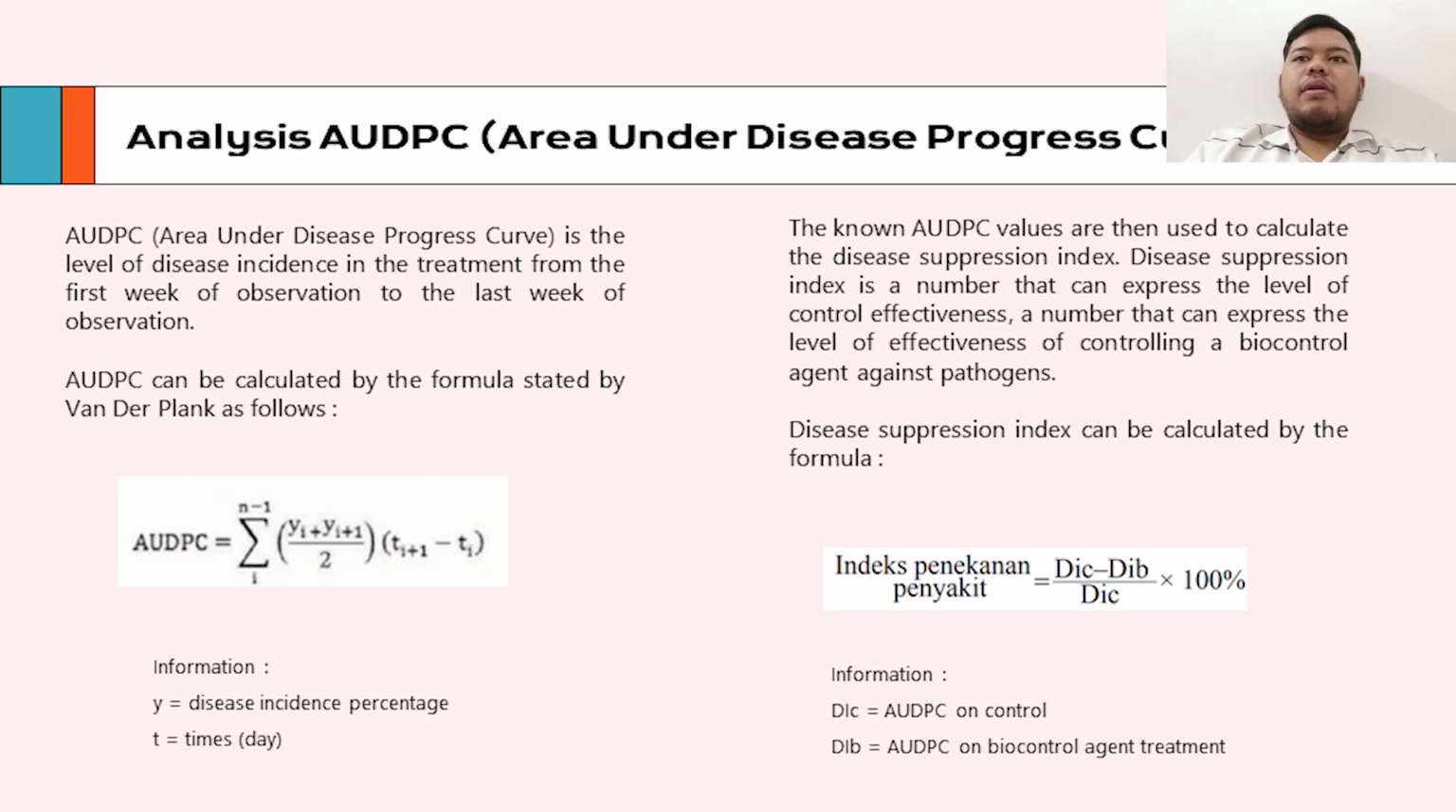The known AUDPC values are then used to calculate the disease suppression index. Disease suppression index is a number that can express the level of effectiveness of controlling a biocontrol agent against pathogens. Disease suppression index can be calculated by the formula: disease suppression index equals DAC minus DAB, divided by DAC, times 100%. Information: DAC is AUDPC on control, DAB is AUDPC on biocontrol agent treatment.